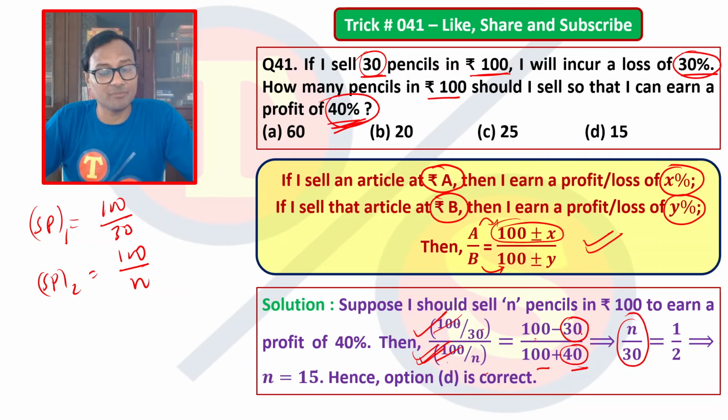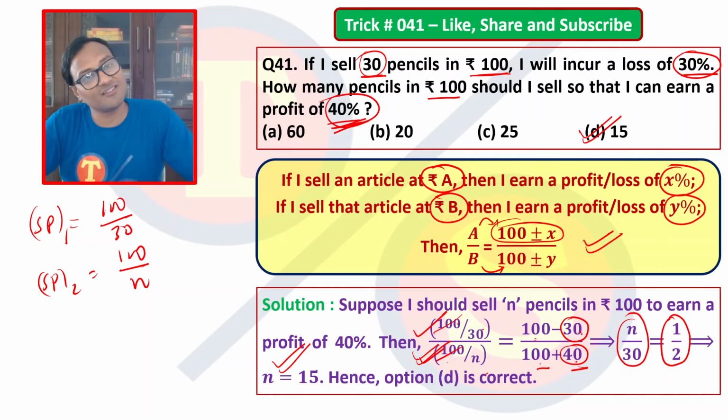Here I will have 100 minus 30 is 70, 100 plus 40 is 140. 70 upon 140 is 1 by 2. So n by 30 is 1 by 2. So n must be equal to 15. Answer option D is the correct answer.